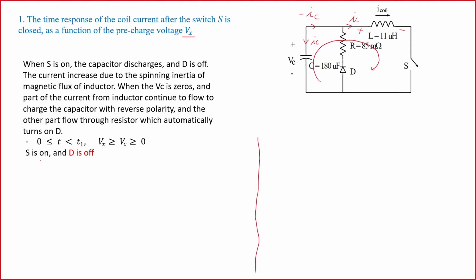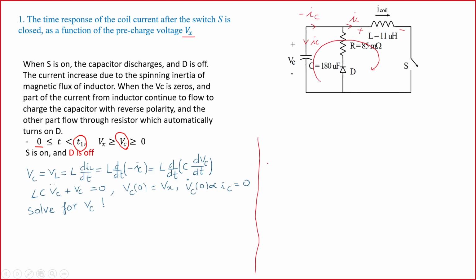So when S is on at time 0, as t goes from 0 to a certain value T1, the instantaneous voltage on the capacitor starts to decrease from the initial value VH until 0. In this period, S is on and D is off. So from this circuit you can derive the equation.